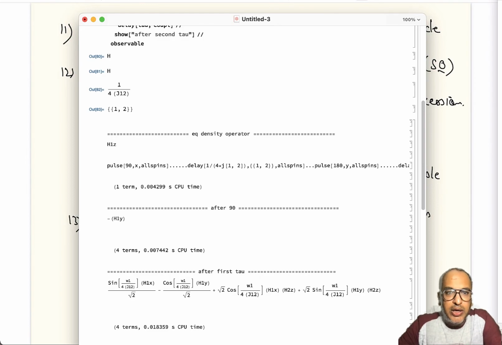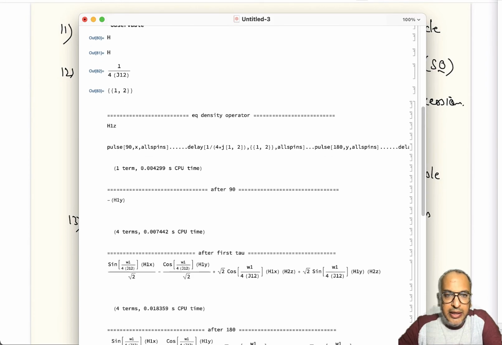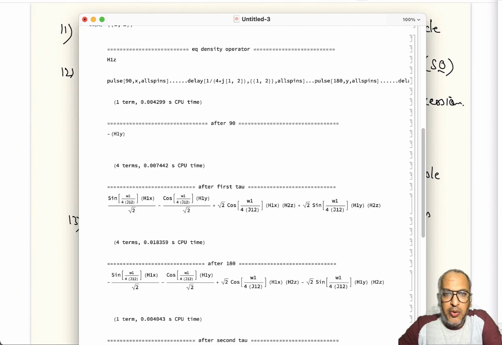Okay, so for example, the equilibrium density operator is H1z. After a 90 degree pulse, you convert it into minus H1y, right? Then after the first tau, you will notice that there is sine omega 1 by 4J. So there is an omega 1 modulation coming with the H1x term and the H1y term, and the corresponding antiphase terms also.